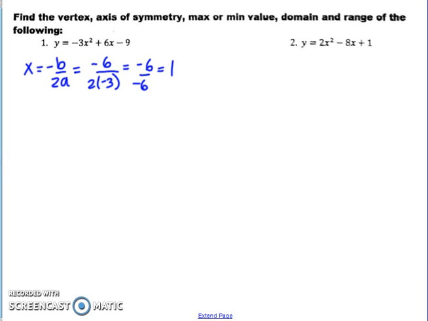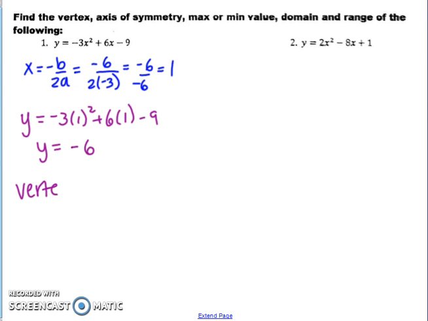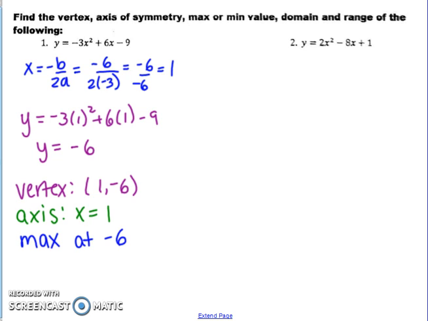Now I'm going to plug it in and solve for y. So I'm going to do negative 3 times 1 squared plus 6 times 1 minus 9. So y is going to end up equaling negative 6. So my vertex is going to be the point 1, comma, negative 6. The axis of symmetry is always x equals the x value of the vertex, so x equals 1. It's important that we write x equals and not just 1.